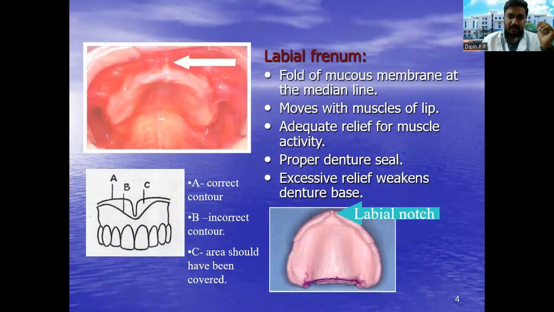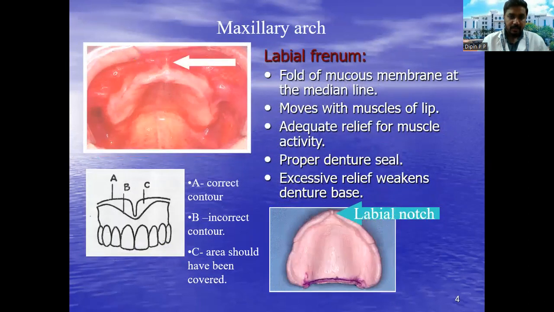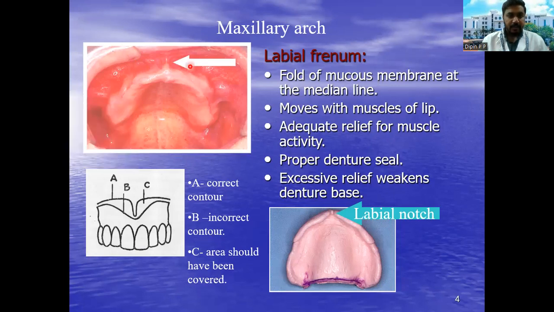The first one is the labial frenum. In the maxillary arch, the labial frenum is a fold of mucous membrane present at the midline. As you can see in the picture, here in the midline area, a fold of mucous membrane is present between the edentulous ridge and the upper lip. This fold of mucous membrane is movable with the muscles of the lip.